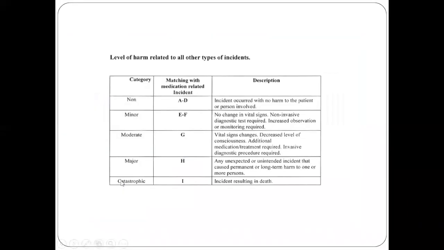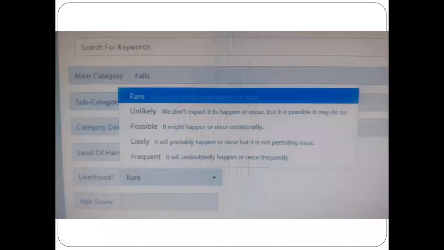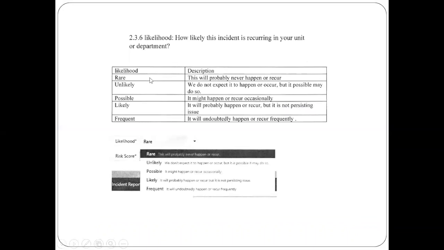So the likelihood is how often this incident happens. If it is rare, this will probably never happen or never happened before. Unlikely, we don't expect it to happen. Possible, it might happen to reoccur. Likely, it will happen or reoccur probably. And frequent, it happens a lot. So this depends on your judgment.